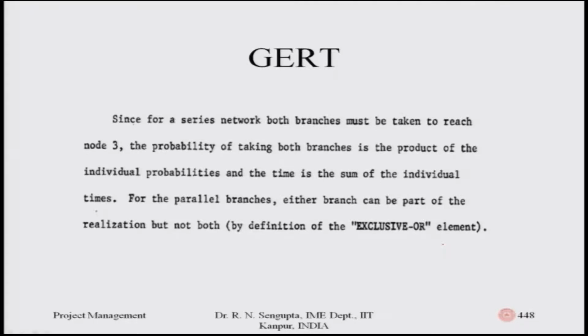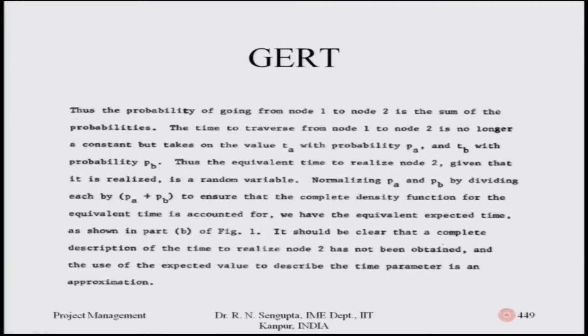For the parallel branches, either branch can be part of the realization, but not both, by definition of the exclusive OR concept, and based on that we calculate. Thus, the probability of going from node 1 to node 2 is the sum of the probabilities. So, if I am going from 1 to 2, depending on whether it is parallel or series, it will be calculated accordingly.